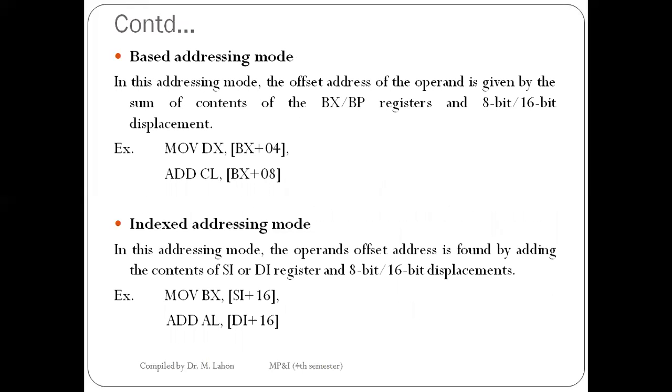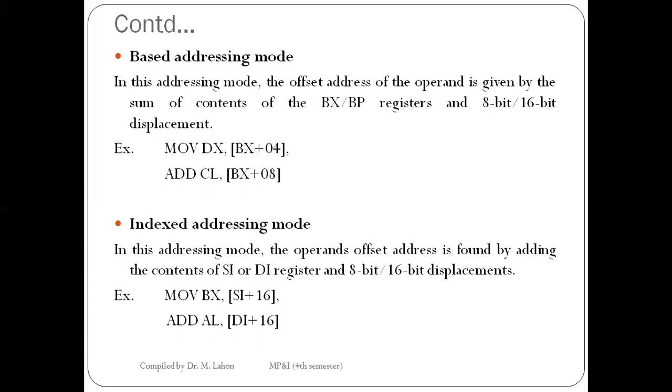You have already studied the different general purpose and special purpose registers of 8086. The base register and base pointer are used in the based addressing mode. Here the offset address of the operand is given by the contents of BX or BP and a displacement of 8-bit or 16-bit. That means you can specify the address of the operand by using the BX or BP register plus an 8-bit or a 16-bit displacement.